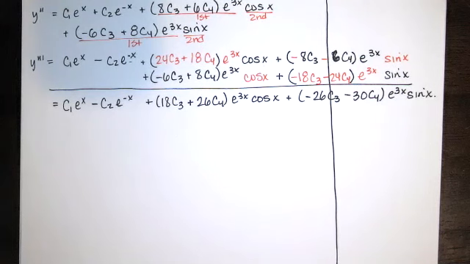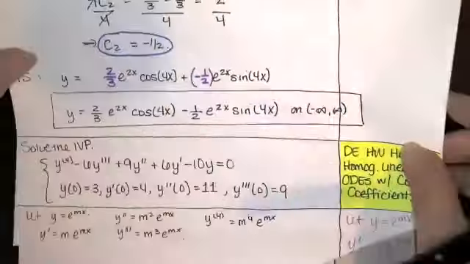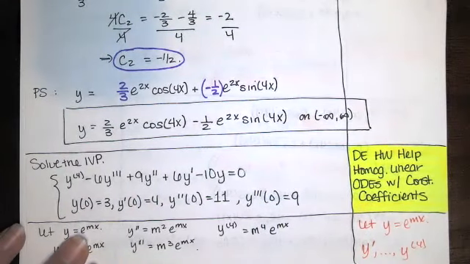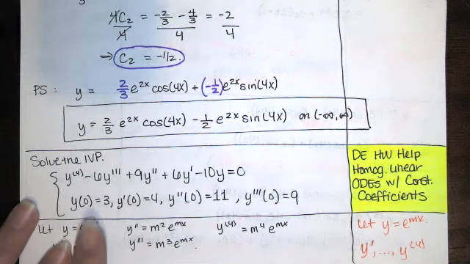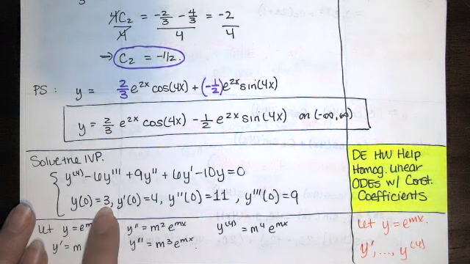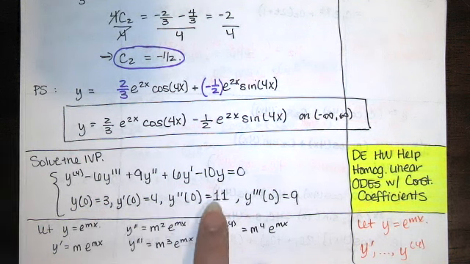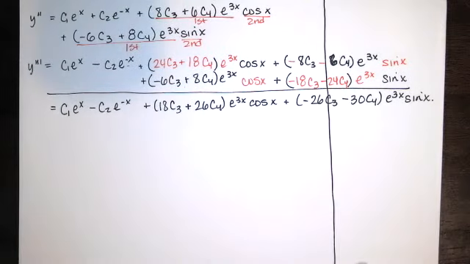All right. So we have y prime, y double prime, and y triple prime. Now that we have all of those, we can use those to come up with 4 equations and 4 unknowns, C1, C2, C3, and C4, using these initial conditions. So we're going to replace x with 0 and y with 3. We'll replace x with 0 and y prime with 4. We'll replace x with 0 and y double prime with 11, and so on. And that's going to allow us to find our constants.